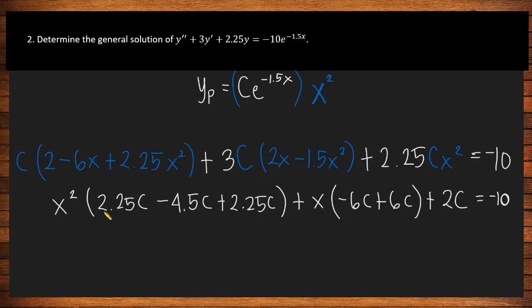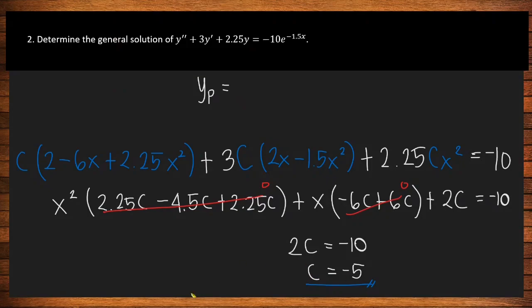But if we simplify further the terms inside our parentheses here, we can see that this will be equal to 0. Ito din magiging 0. Therefore, we are only left with 2c equal to negative 10. So this will give us the value of our coefficient c equal to negative 5. So ngayon, yung value ng c natin dito will be negative 5. So ito na yung value ng y sub p natin.